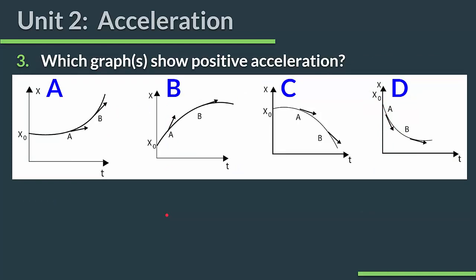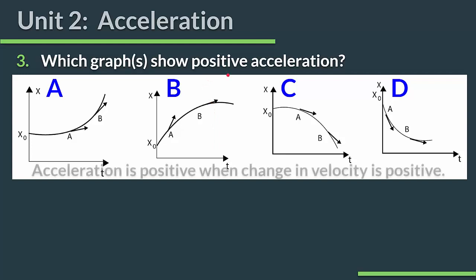Which graphs show positive acceleration? Again, if you would like to, you can pause it and turn and talk to your neighbor for 25 seconds. See if you can figure out which one of these shows positive acceleration. Looking at these graphs, again, I can have positive acceleration under two circumstances, and we wrote them down earlier.